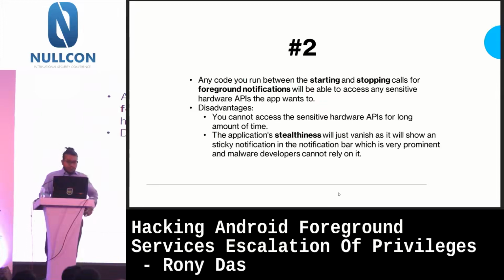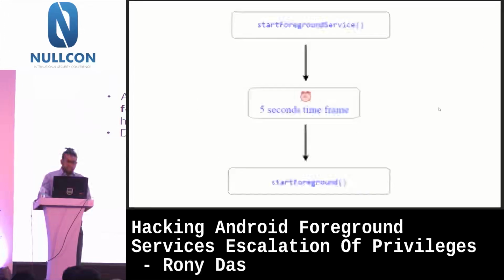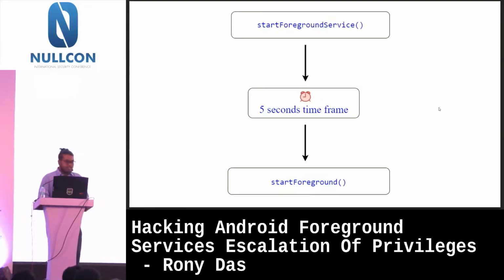There are some disadvantages, so let's talk about the disadvantages first. You cannot access the sensitive data APIs for a long amount of time. For example, say you are creating spyware and you are trying to record audio of your surroundings. You cannot, as we have already discussed, because there's only a 5 second time frame where you can do all your privileged stuff. But you do not want your spyware to record for only 5 seconds, because just 5 seconds will not gather much info.